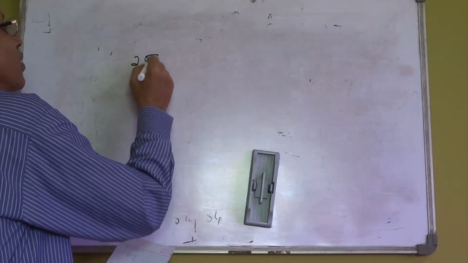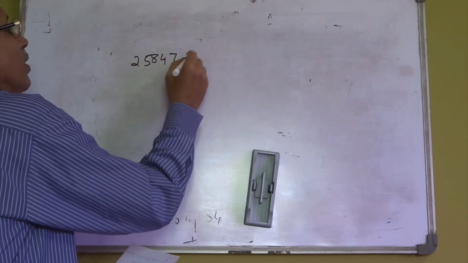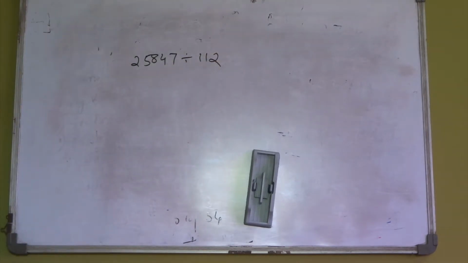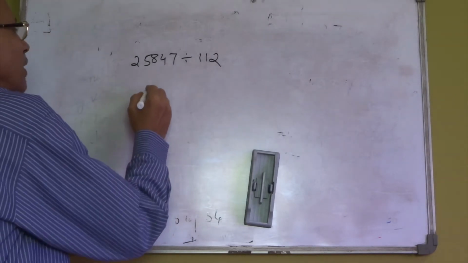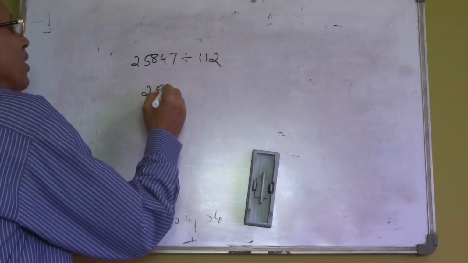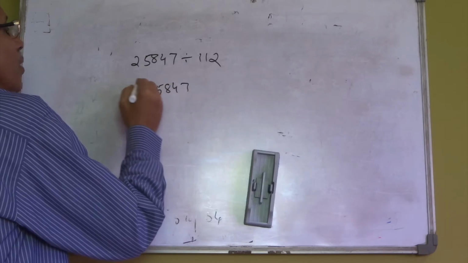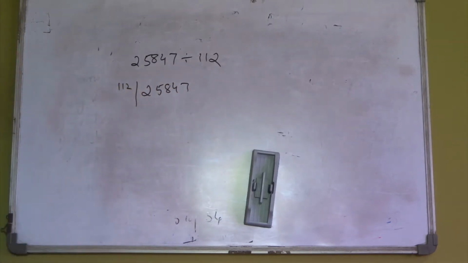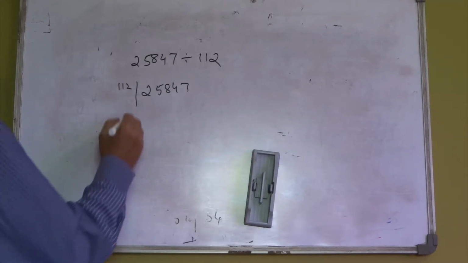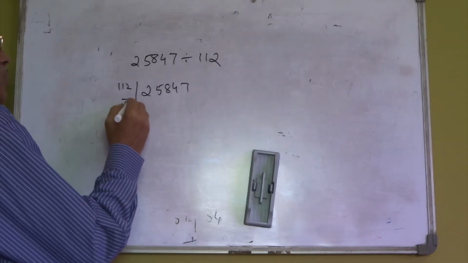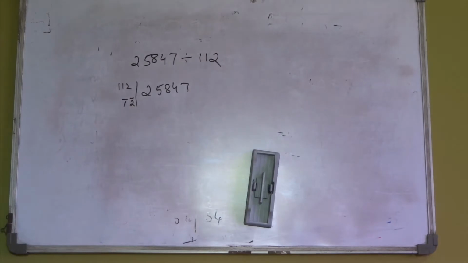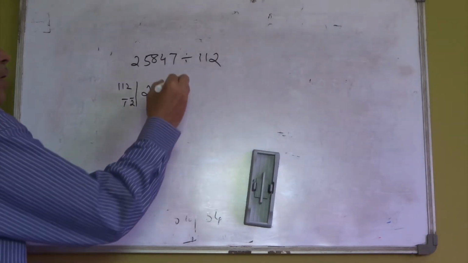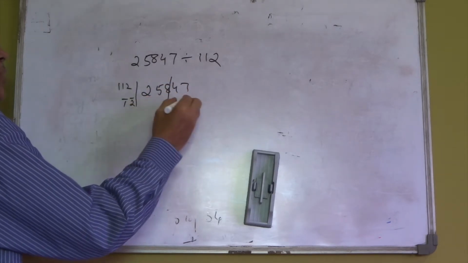Now 25,847 divided by 112. Now it is more than 100. We will write it as it is: 25,847, 112. 100 minus 112 is minus 12. So we write like this, minus 1, minus 2. And 100 has got two zeros, so only two digits. This will be the full number, this will be the remainder.